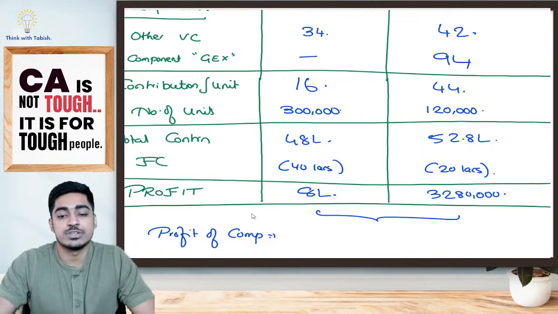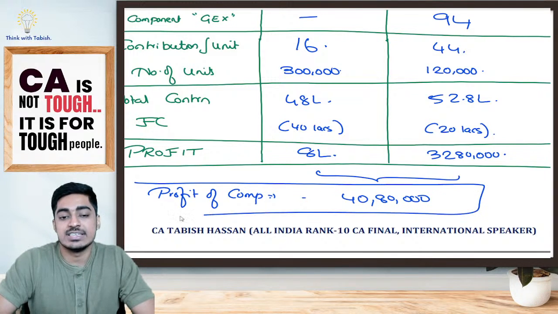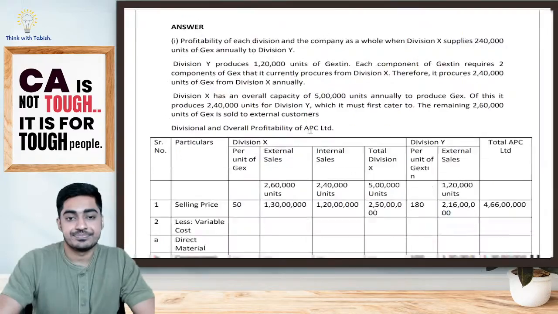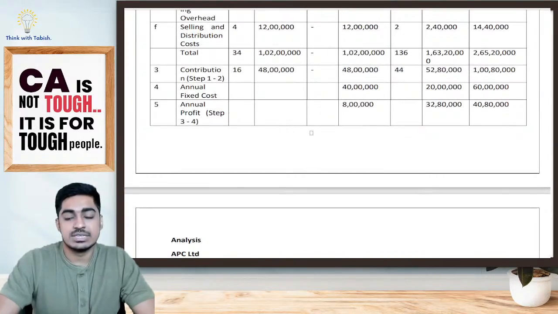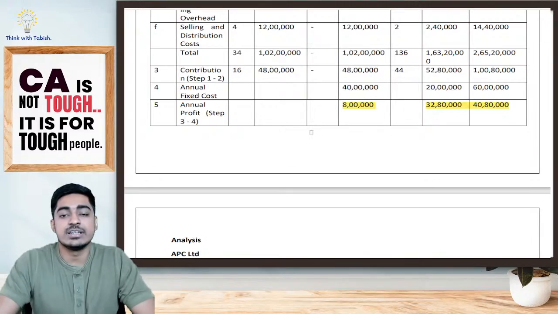Overall, how much is the profit, students? Overall profit is 40 lakh 80,000. This is the revised profit of the company. 8 lakh plus 32 lakh 80,000, that is 40 lakh 80,000. We've done it so simple.